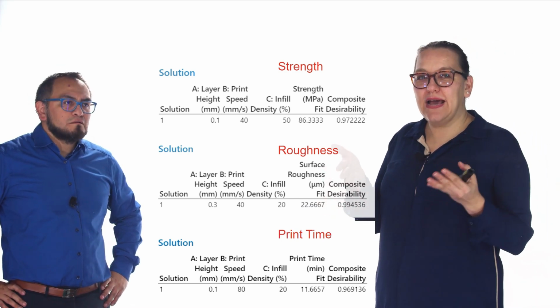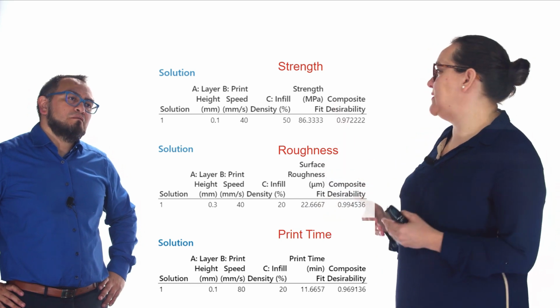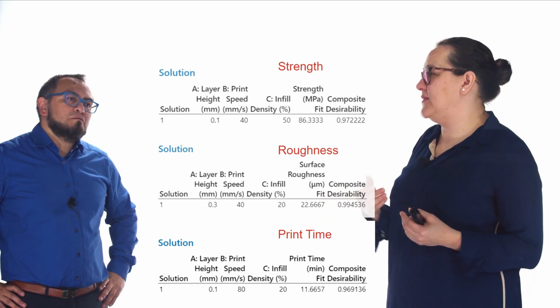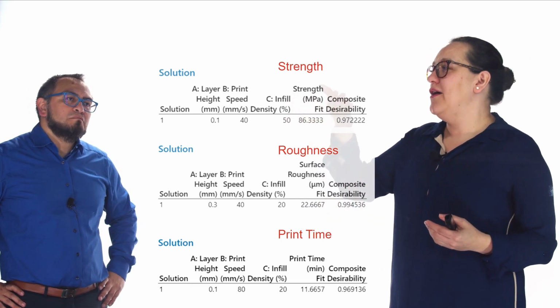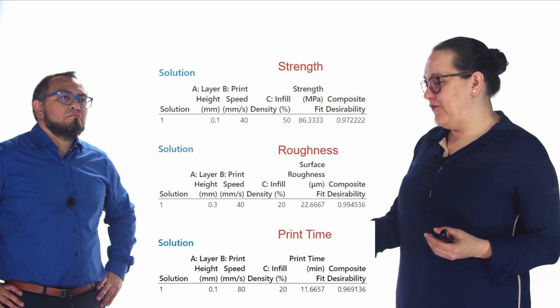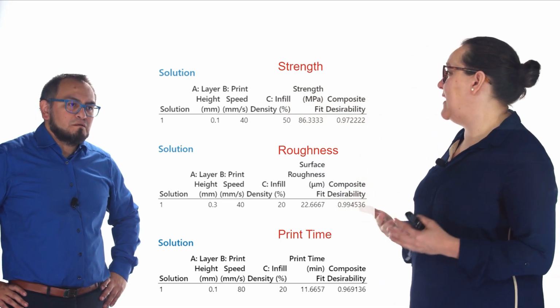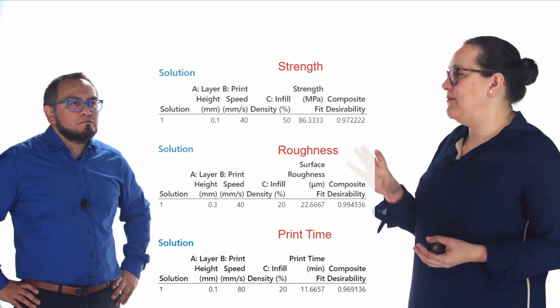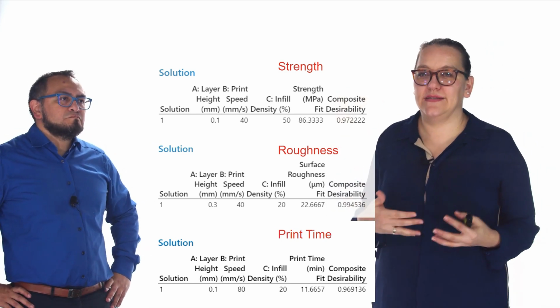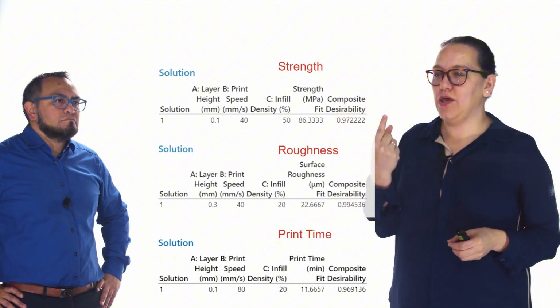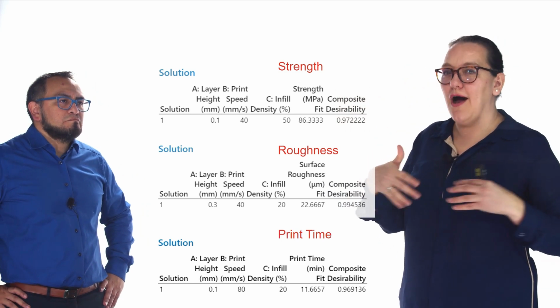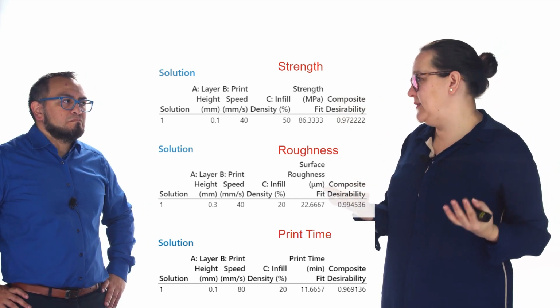However, if you take a close look, these solutions are different. So the settings are different. The first one is 0.1, 40, and 50. And the last one is 0.1, 80, and 20. So the settings are different, and it's different for the three cases. What it means is that we cannot find a unique solution that will optimize the three responses.